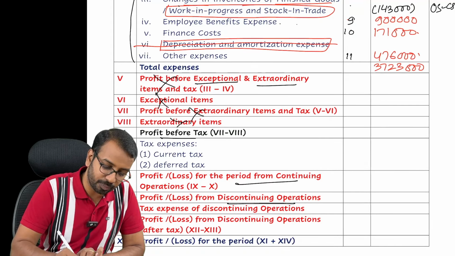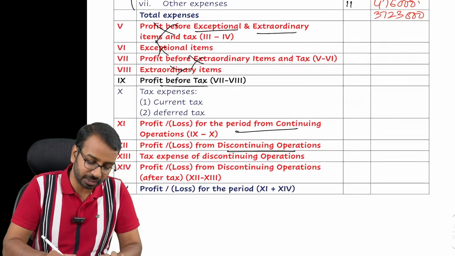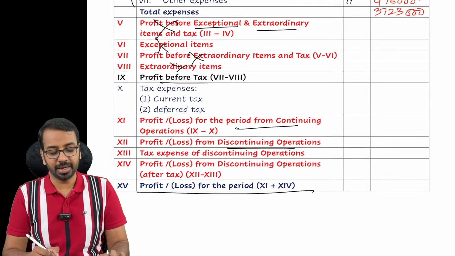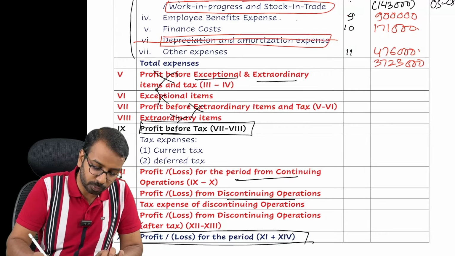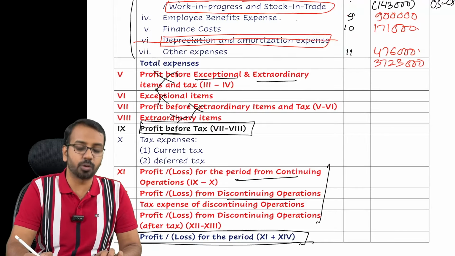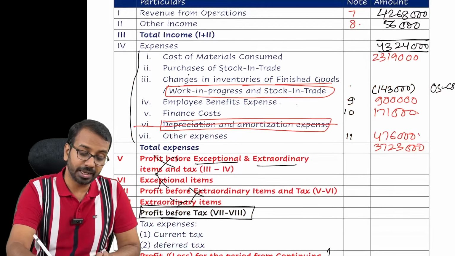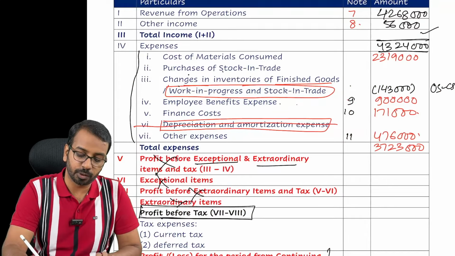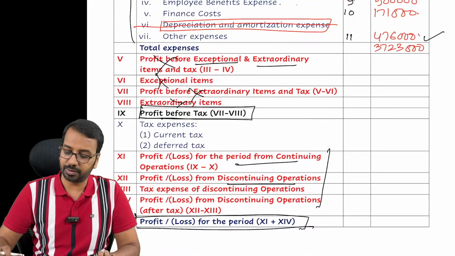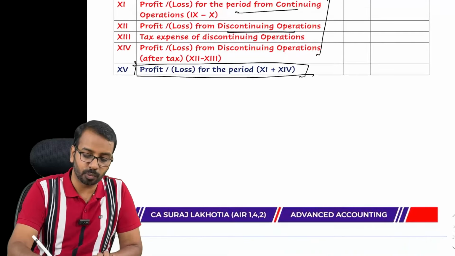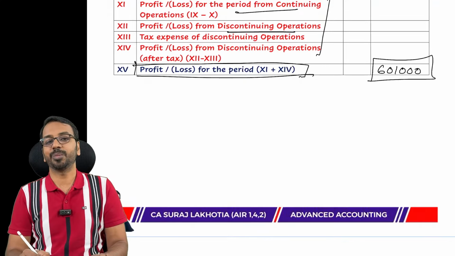Okay, directly we can say profit before tax. Now in this question, there is not even a tax expense. So directly we can say profit or loss for the period. If a tax item is there, we'll first compute profit before tax and then we will show profit after tax. Generally, we don't see questions having continuing, discontinuing operations related breakup. So directly, 43,24,000 minus 37,23,000. How much is this? 6,01,000. This is the profit for the period.